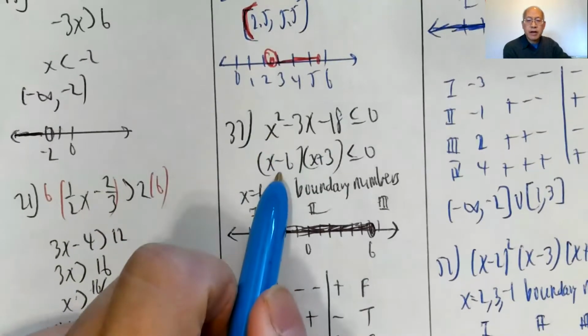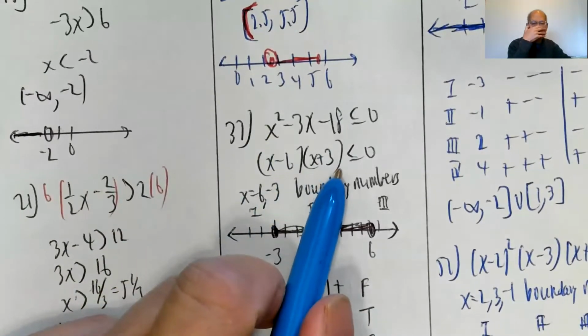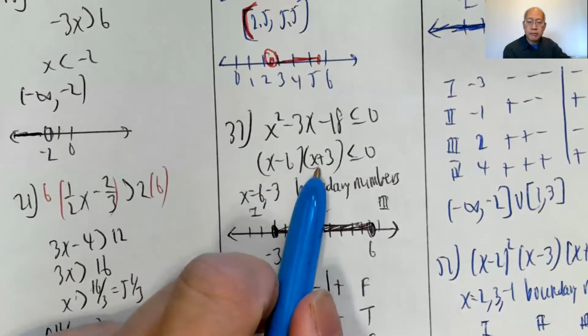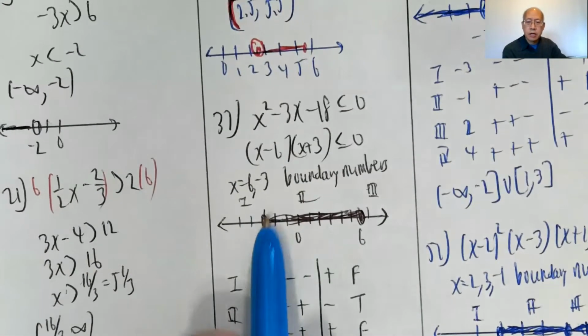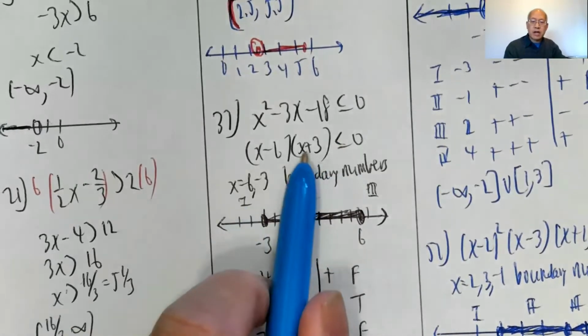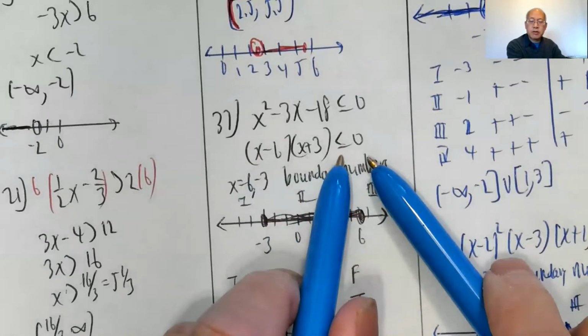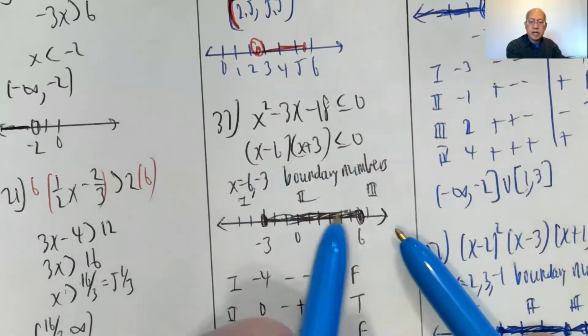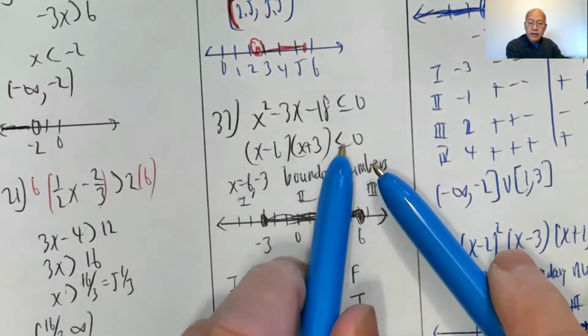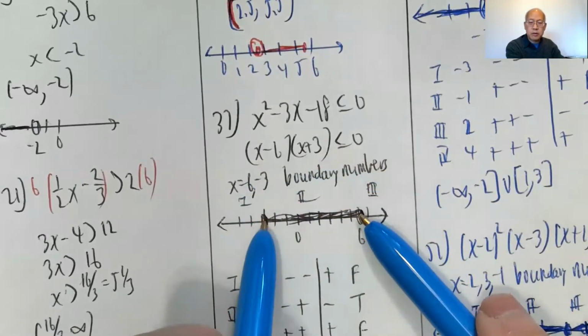37, factor x minus 6, x plus 3 is less than or equal to 0. So my boundary numbers are whatever makes this 0 and whatever makes this 0, that's 6 and negative 3. And since we have less than or equal to, they're closed circles. If I plug in negative 3, it'll say 0 is less than or equal to 0. That's true. If I plug in 6, I get 0 is less than or equal to 0. That's also true. Okay. If you did not have the line underneath it, these would both be open circles.